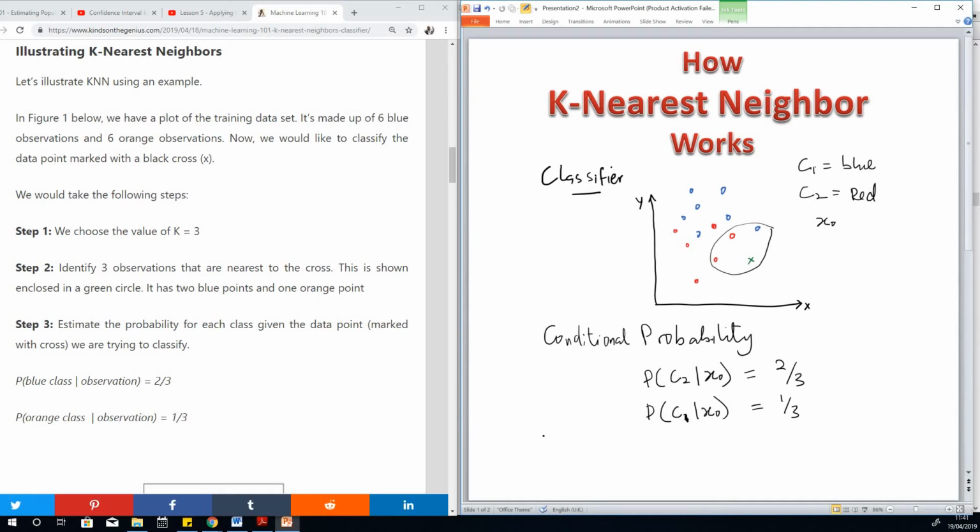So k-nearest neighbor will draw a conclusion and assign the data point to the class with the highest conditional probability. In this case, k-nearest neighbor is going to assign this data point to C2. So this is basically how k-nearest neighbor works, and that is why it is called a conditional classifier. It works with conditional probability.